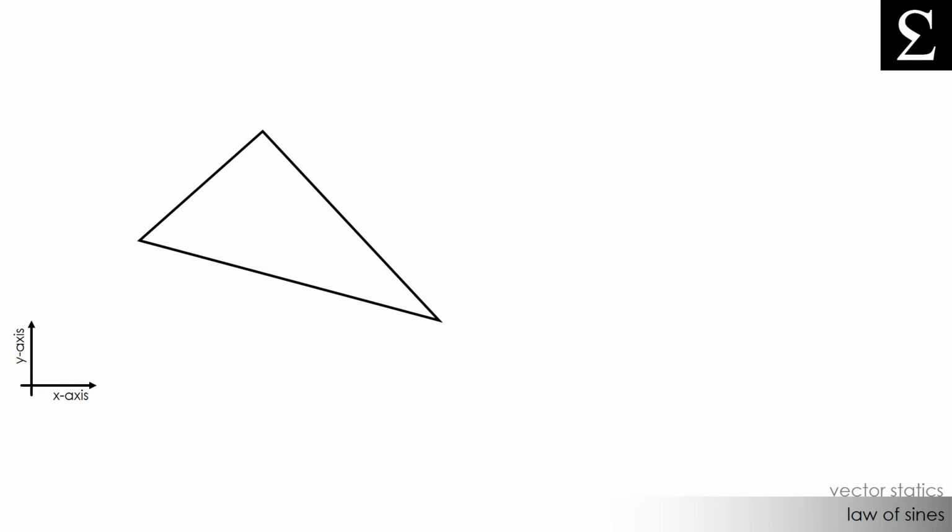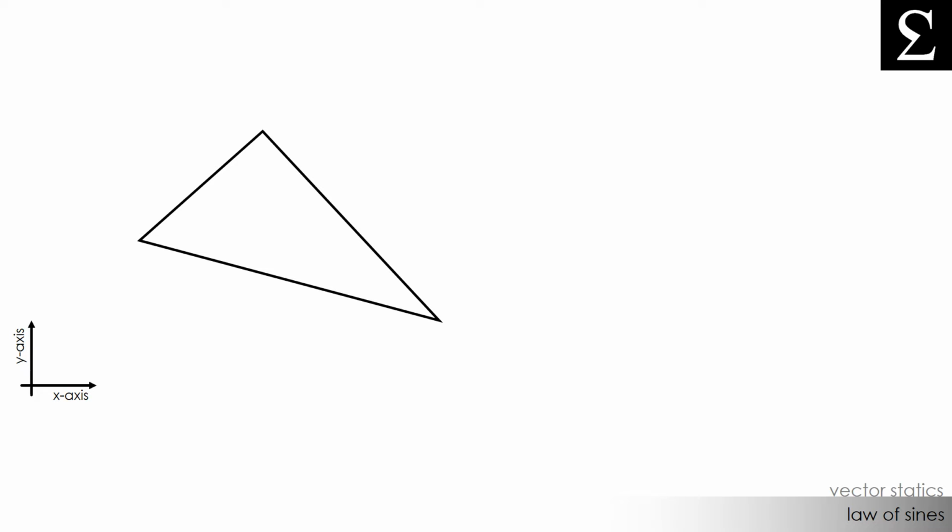So the law of sines is really helpful when we want to determine the lengths or magnitudes of the sides of a triangle or the angles of a triangle. And in order to use the law of sines, we need to know at least the length of one side of the triangle and two angles.